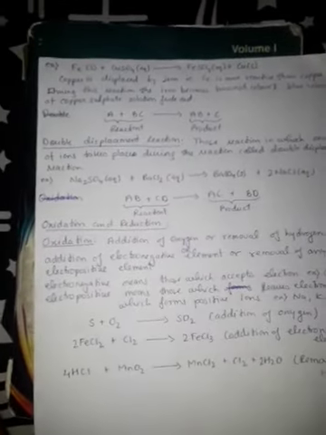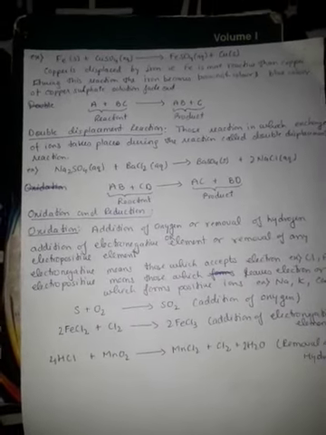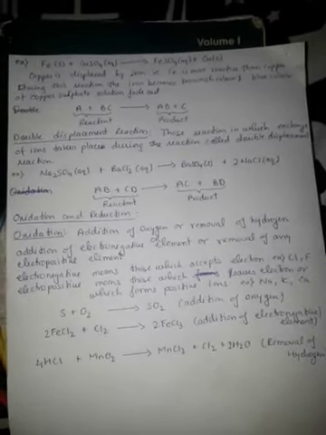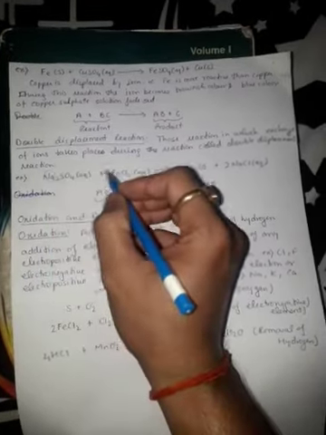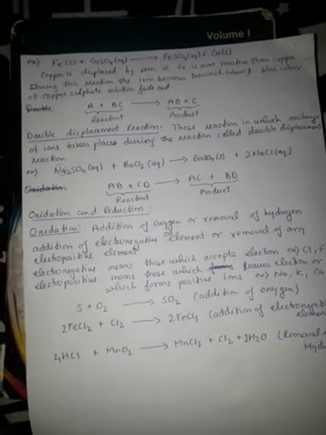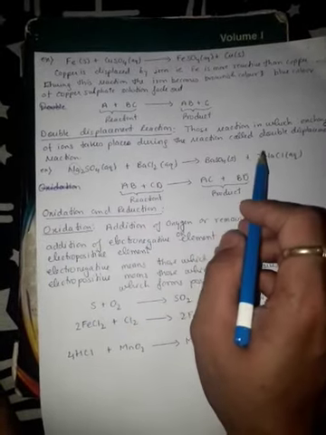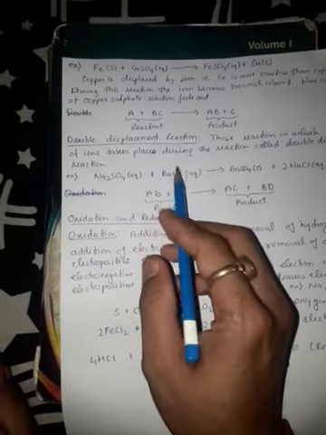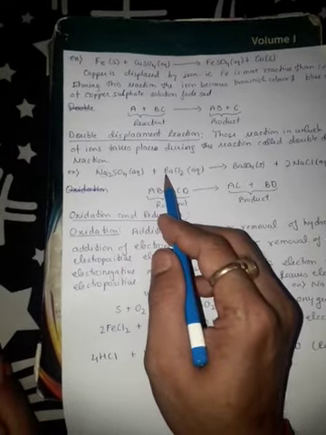Now double displacement reaction, those reactions in which exchange of ions takes place. It is also a part of displacement, but here ions exchange their places, and it is called double displacement reaction. For example, sodium sulfate reacts with barium chloride, it forms barium sulfate and sodium chloride. Here sodium combines with chlorine and barium combines with sulfate. In general form, AB plus CD gives AC plus BD.